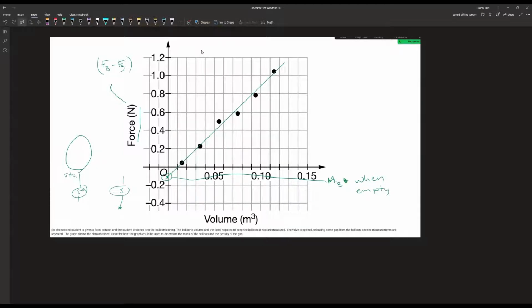So if we look at this, we can recognize that the average density here is going to be something like the change in mass over the change in volume.